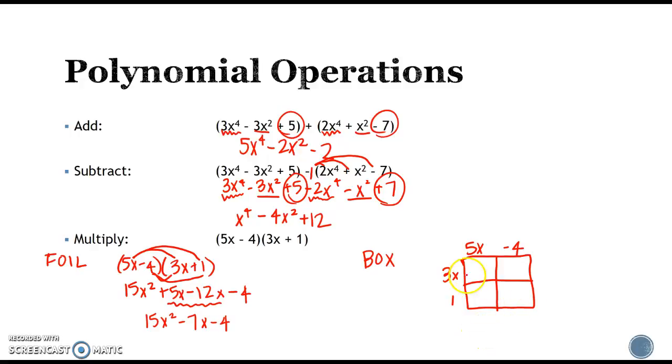Remember, all I'm doing is finding the area of this box. So I'm going to do that by finding the area of each individual box and adding them all up. So 3x times 5x gives me 15x squared. 3x times negative 4 is negative 12x. 1 times 5x is 5x, and 1 times negative 4 is negative 4. Right? Your like terms, if you have any, will be diagonal. Then I just bring everything down. So I've got 15x squared, 5x, and negative 12x gives me negative 7x and minus 4. All right, so pick one of those methods to multiply and stick with it so you can get really good at it.